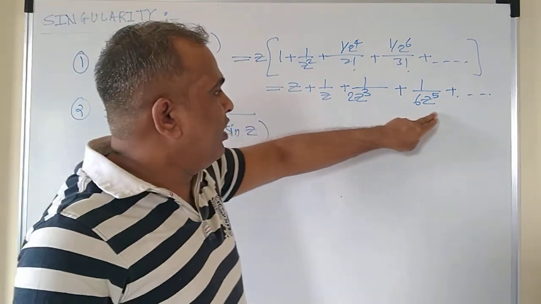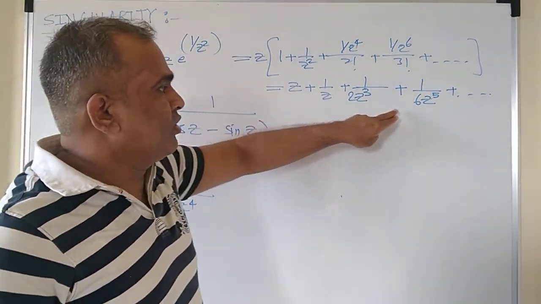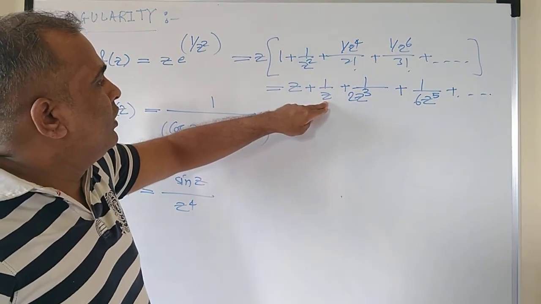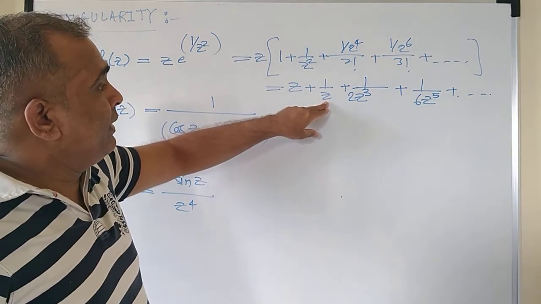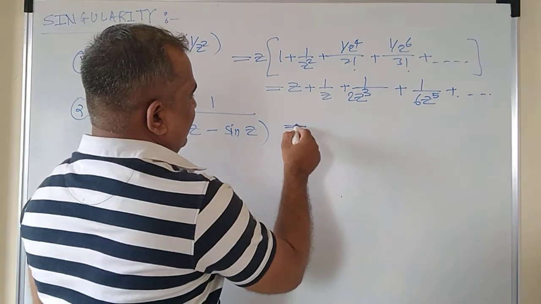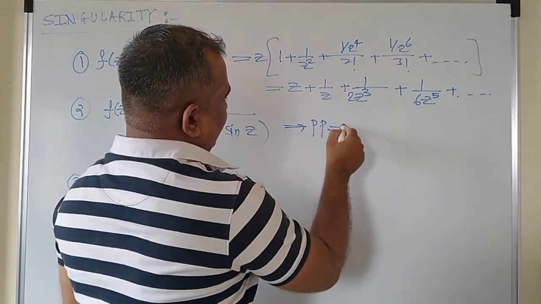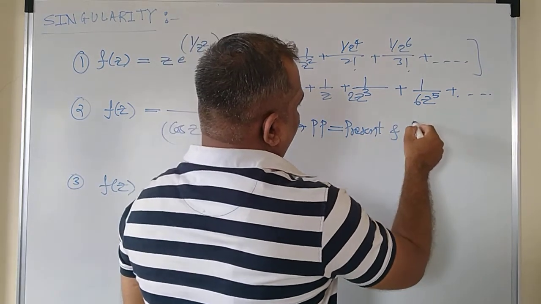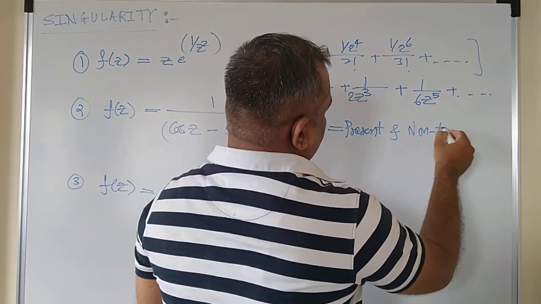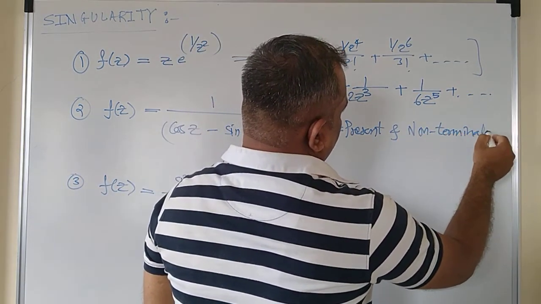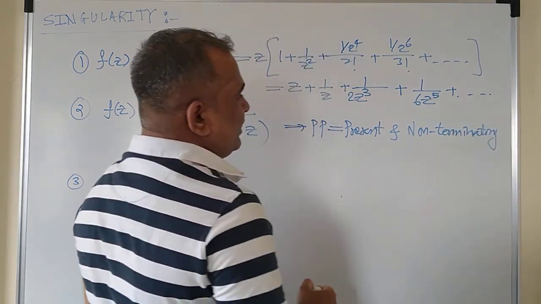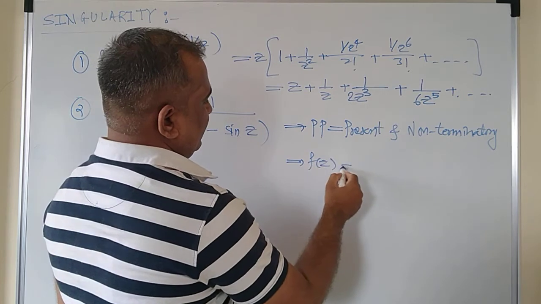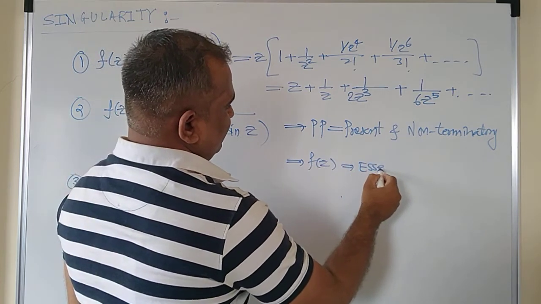The complex number exists in the denominator, and therefore the principal part is present, and this implies that the principal part is present and non-terminating. Being non-terminating with an infinite number of terms, this kind of f(z) is an example of essential singularity.